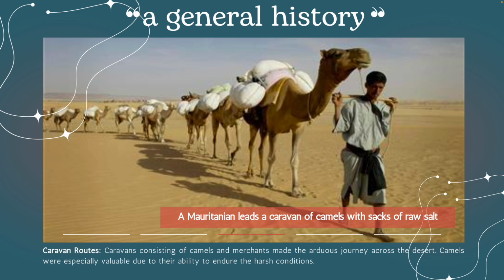Now, remember what I said a caravan is. So this will be what a caravan looks like. Okay? Can you see lots of camels in the Sahara Desert going somewhere? And that's how they would have loaded the camels. Can you see the goods on the camels? So in this image, it's a Mauritanian leading a caravan of camels with sacks of raw salt.